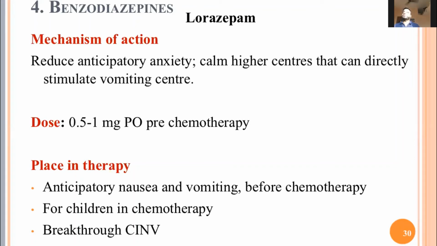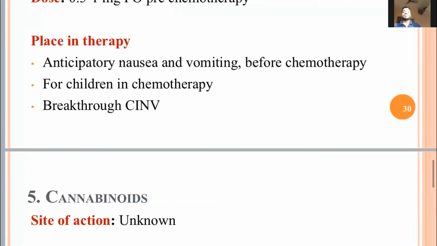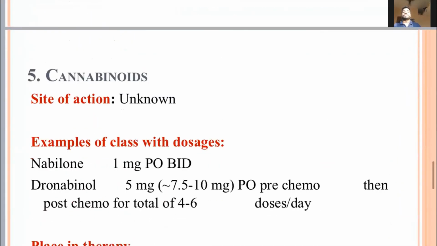Lorazepam reduces anticipatory anxiety and calms the centers that can directly stimulate the vomiting center. That's what we saw in the pathophysiology slide. The dose is 0.5 to 1 milligram per oral before the chemotherapy, so that the patient will be calmed down and will not feel nausea vomiting. So this can be used for breakthrough chemotherapy-induced nausea vomiting.